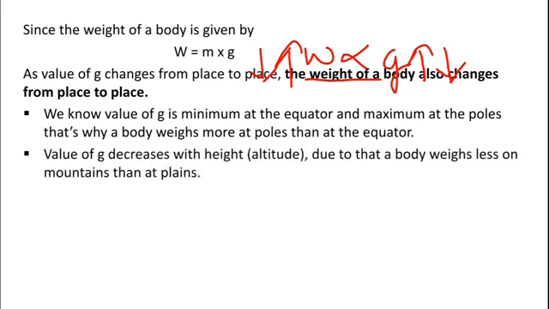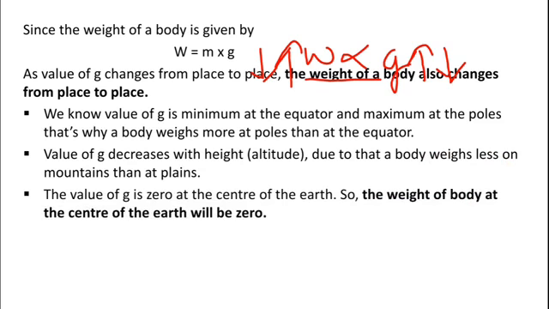Now again you know value of g decreases with height. As we go above the earth's surface, value of g is going to decrease. And if the value of g is going to decrease, then weight will also decrease. So a body weighs less on mountains than at the plains.